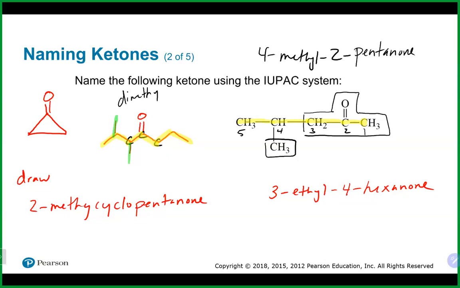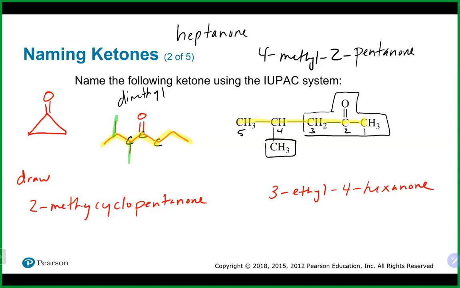All right. So this is going to be our dimethyl that's happening here. And we do need to give the location where that's at, but we also need to remember how many carbons that was. Was that 7? 1, 2, 3, 4, 5, 6, 7. So that's going to be heptanone, O-N-E, because it's a ketone.